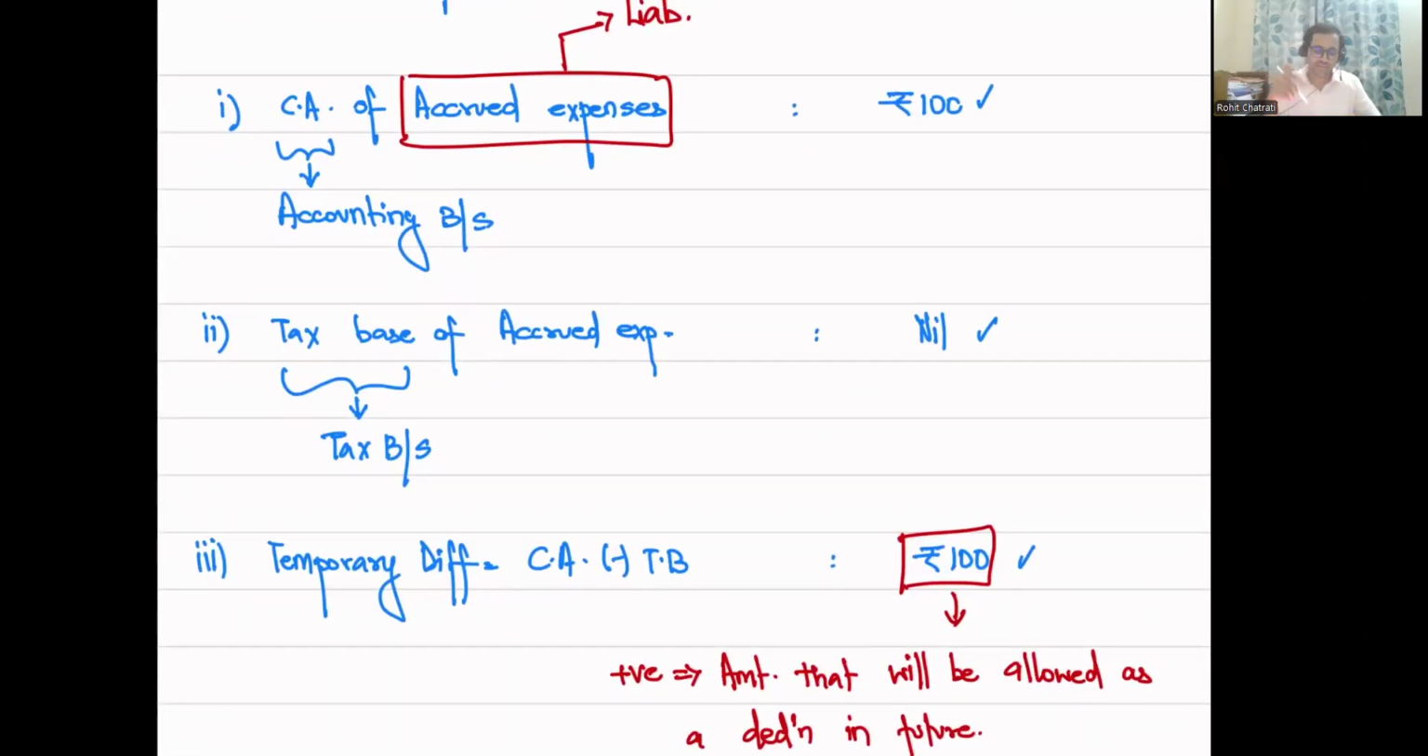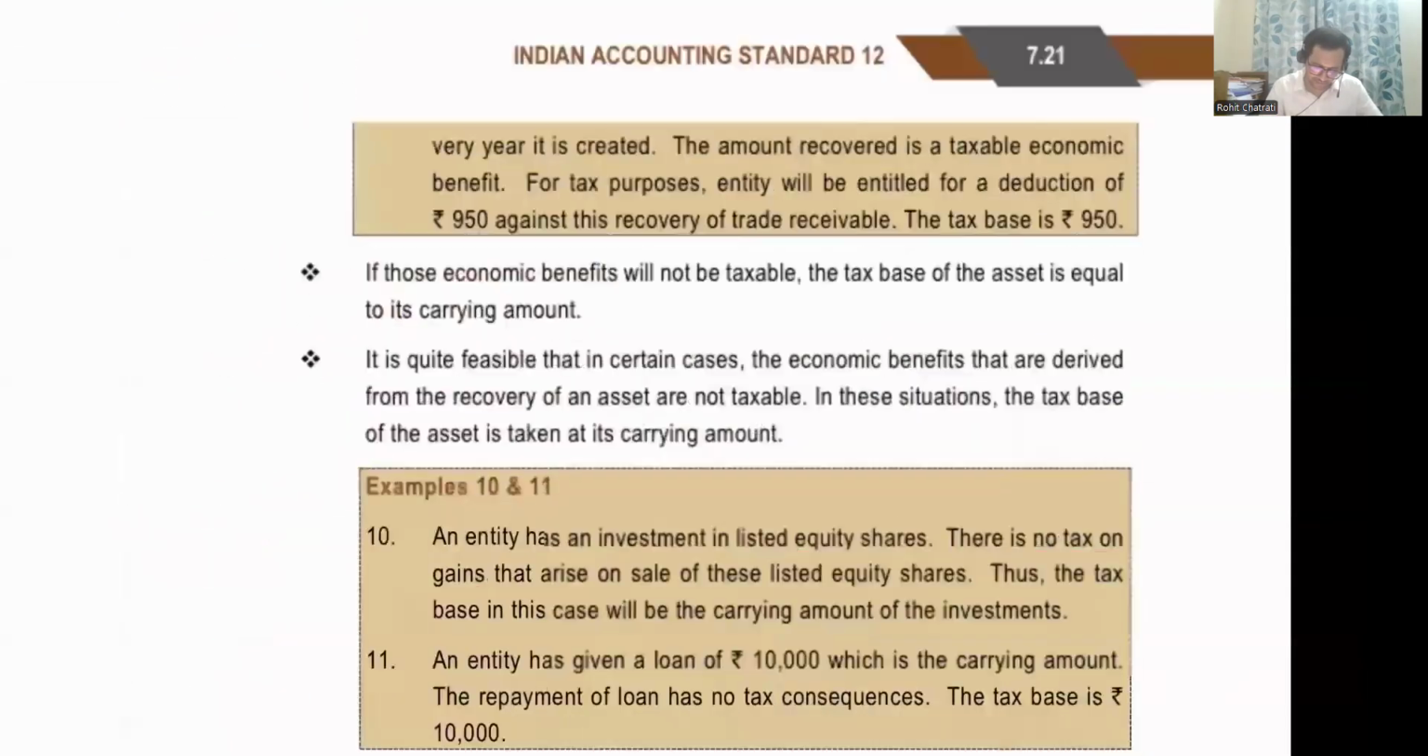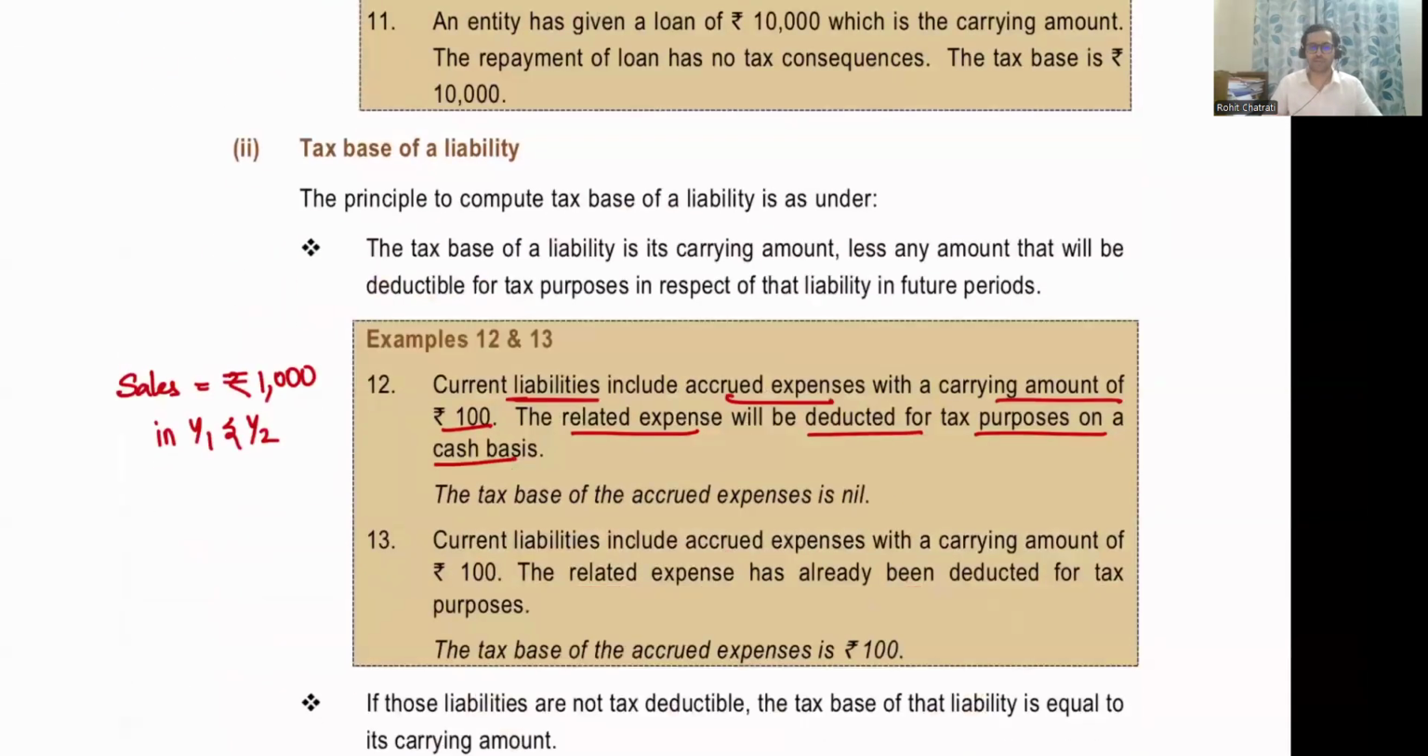All right, so with that, we are actually done with example number 12. Example 12 actually only required us to calculate the tax base. If you notice, the tax base of accrued expenses is nil. This is basically for year one. They're saying that the tax base is equal to nil, which is also what we calculated. We prepared a tax balance sheet to understand what the tax base is, and we also had the same value of tax base equal to 0. So with that, we're done with example number 12.